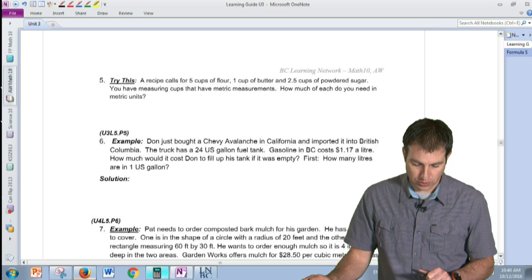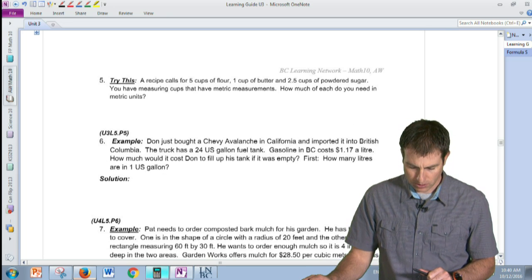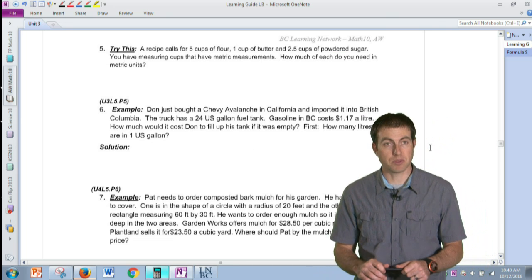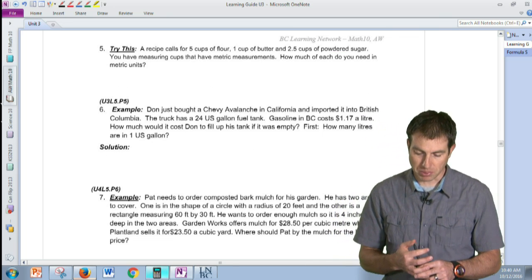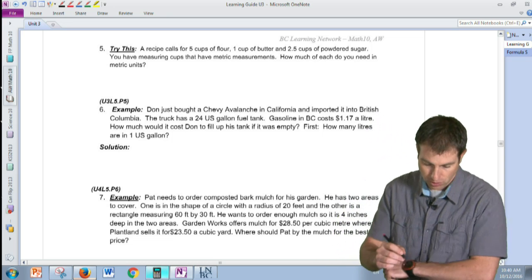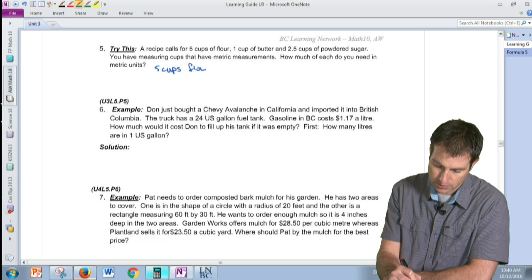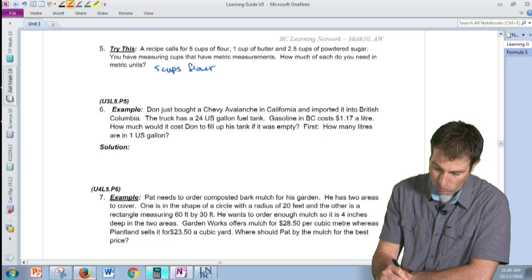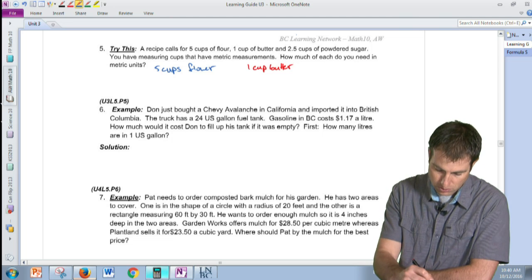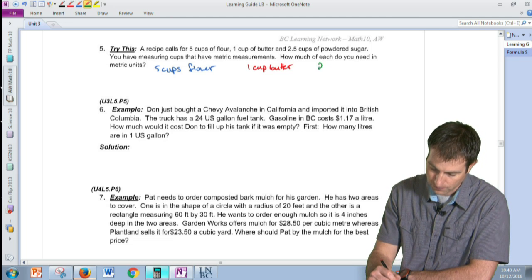maybe let's try these first couple. So a recipe calls for 5 cups of flour, 1 cup of butter, and 2.5 cups of powdered sugar. So I'm just going to write that down again. 5 cups flour, 1 cup of butter, and 2.5 cups of sugar.